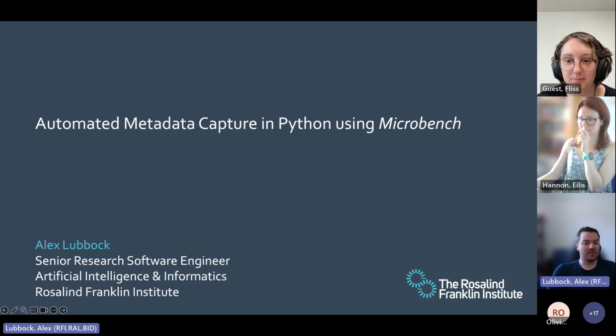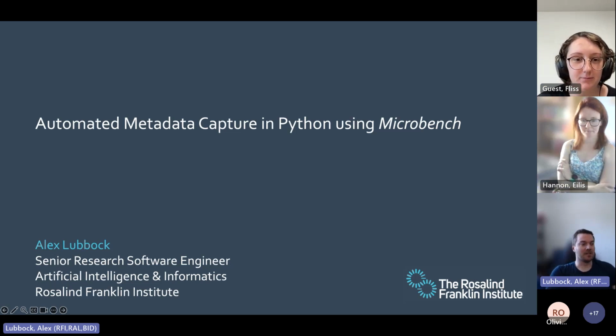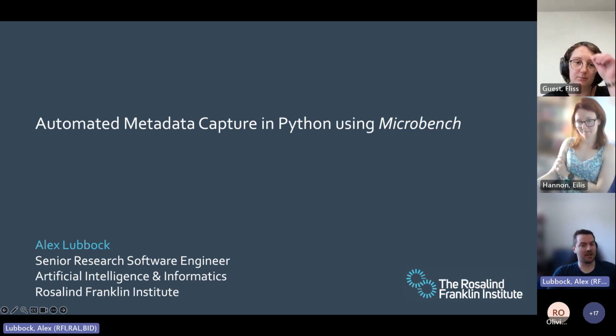So hi everyone, my name's Alex Lubbock. I'm a senior RSE at the Rosalind Franklin Institute, and today I'm going to be talking about automated metadata capture in Python using a library called Microbench. This is a library I wrote in my previous position, where I was working as a research assistant professor in a computational biology lab at Vanderbilt in the US.